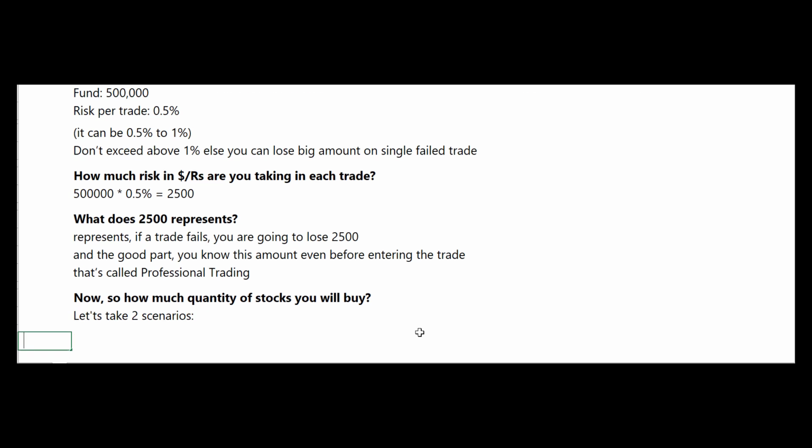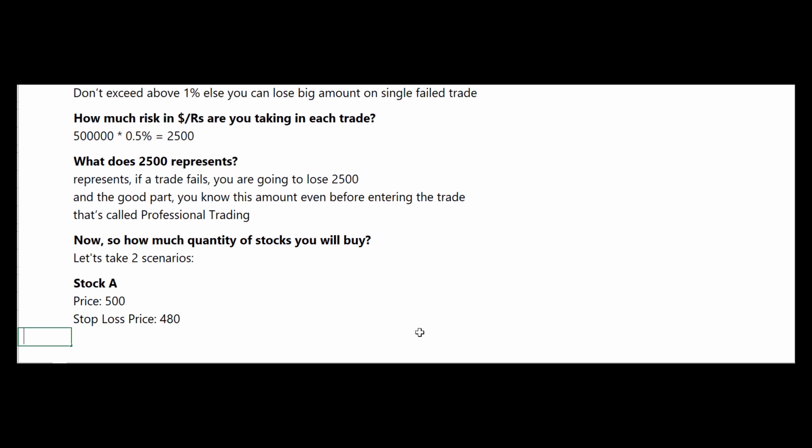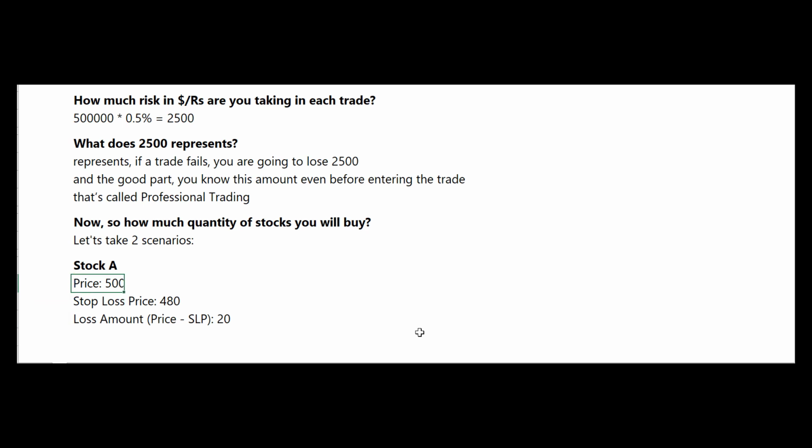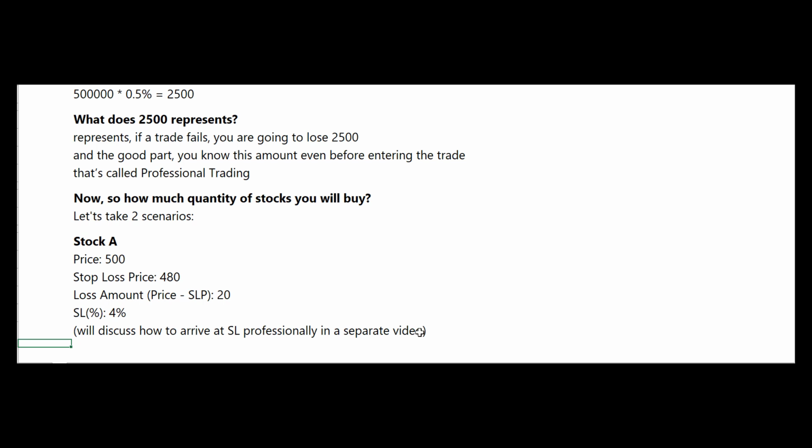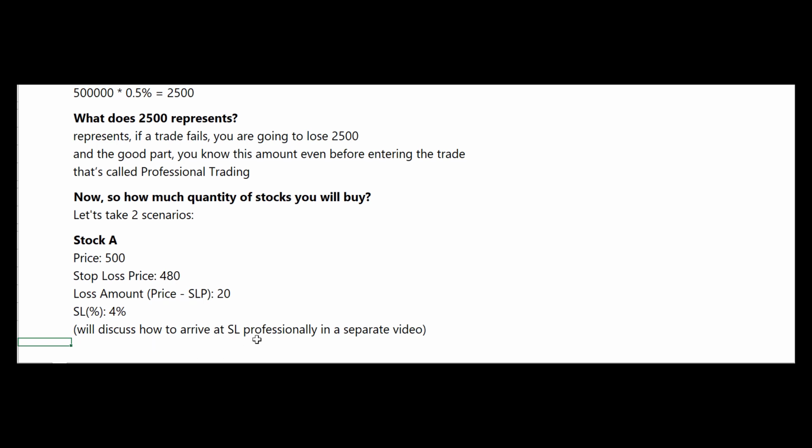Let's take two scenarios. Stock A has a price of 500, and the stop loss is set at 480. We are going to learn about stop loss in a different video, so we'll discuss how to arrive at a stop loss in a separate video. For now, just consider 480 as the price at which you will get stopped. So the stop loss amount is 20 rupees.